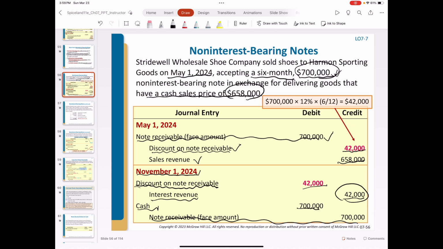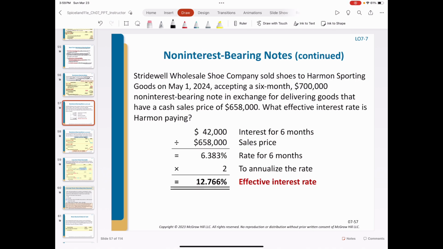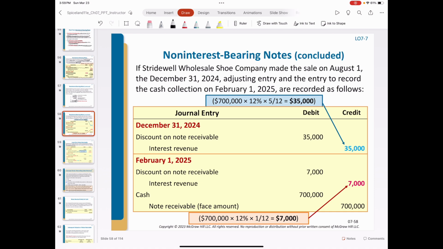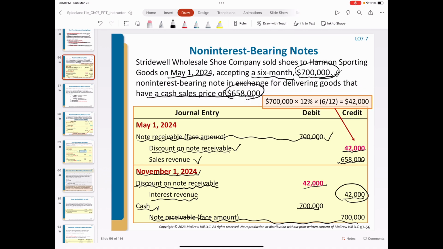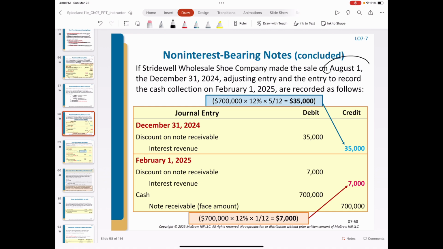Although this non-interest bearing note does not specify the interest rate, actually we can calculate its interest rate or effective interest rate. The interest $42,000 is on the principal, so 6.383%. That's the rate. Remember, that's the rate for 6 months. To convert to annual rate, we just multiply by 2. So that's the effective interest rate, 12.766%.